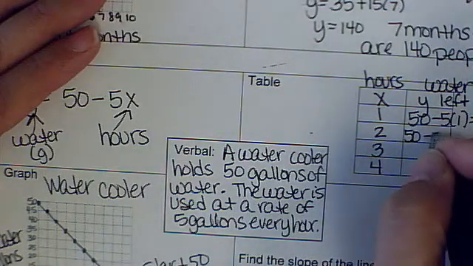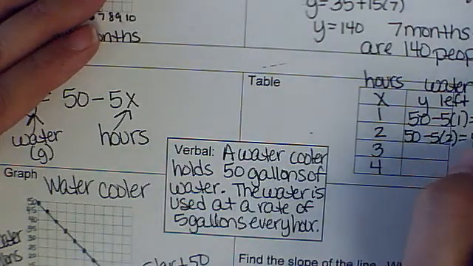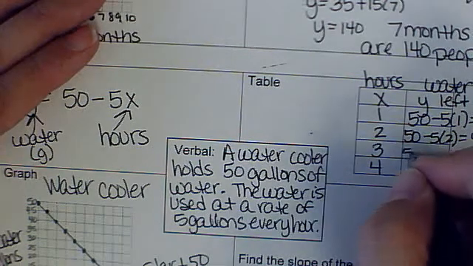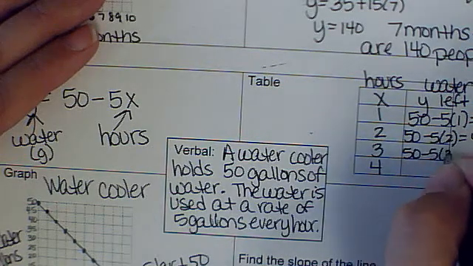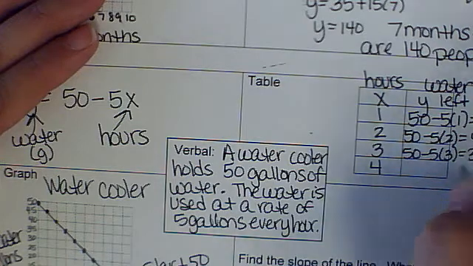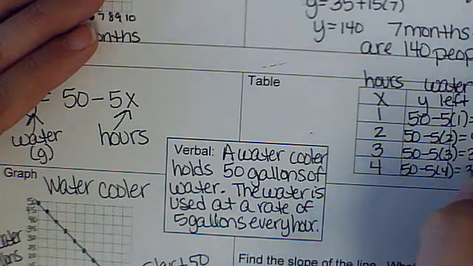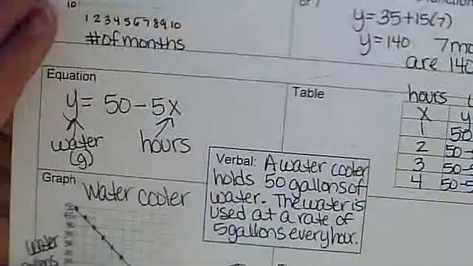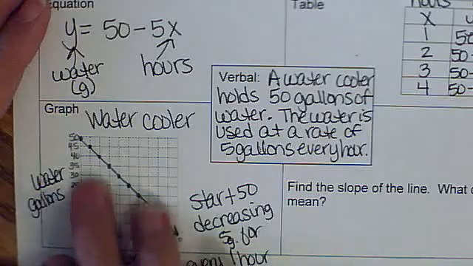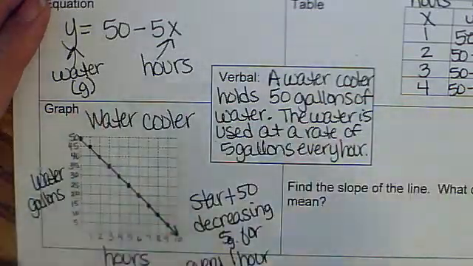So 2 is 50 minus 5 times 2 has to be 40. For 3, 50 minus 5 times 3 has to be 35. 4, 50 minus 5 times 4 has to be 30. And again, if we look back at our graph, is that right? Yeah, if you look back at your graph, 4 is at 30. So we know we have the right equation to match our graph.